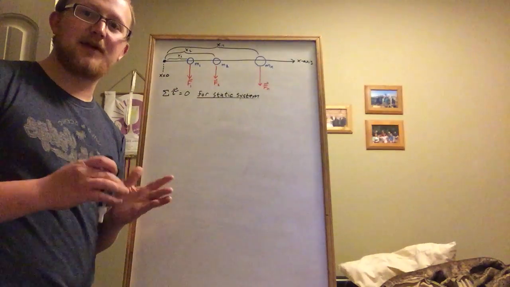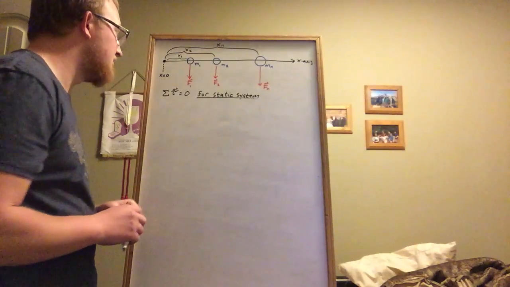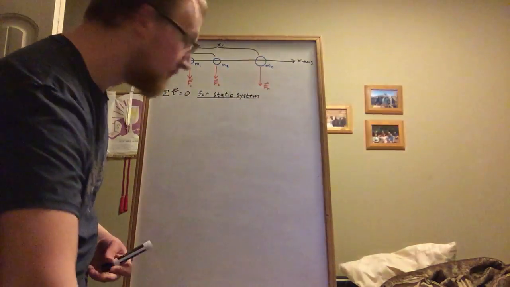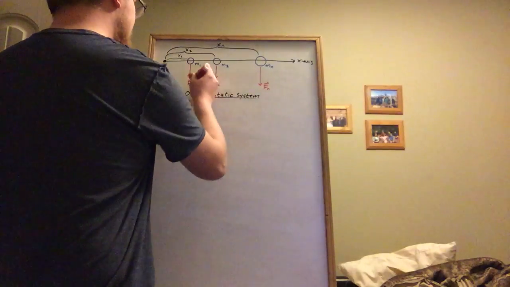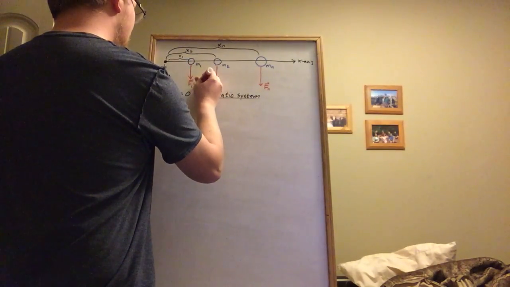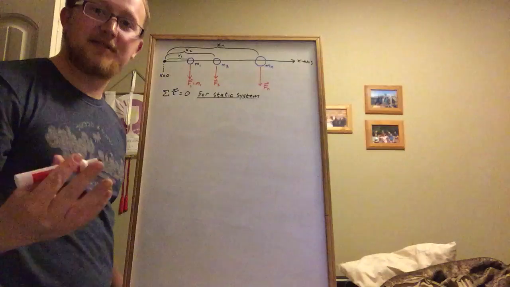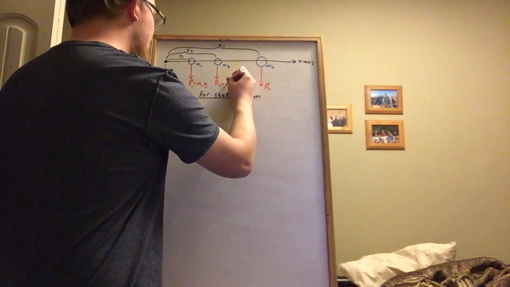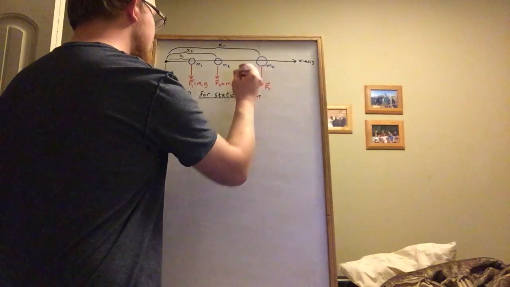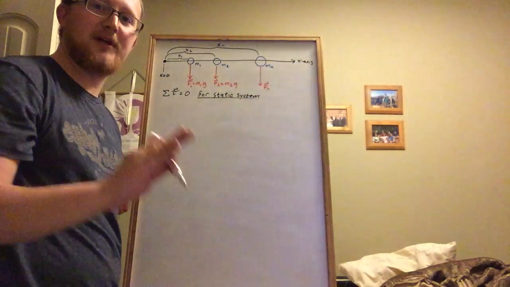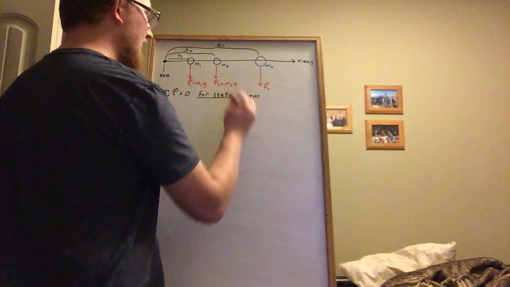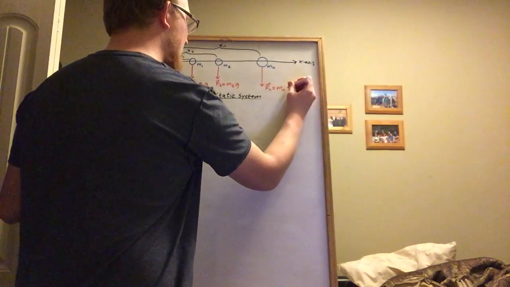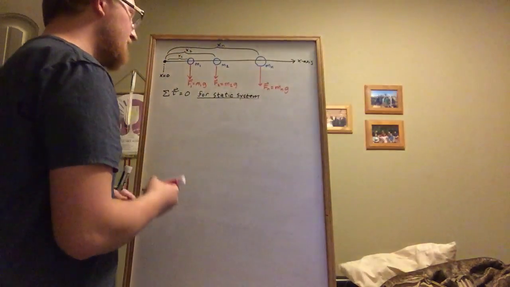We're assuming this is happening on Earth, which means that our forces are going to equal ma. So F1 is going to equal mass 1 times the acceleration on Earth, which is g. F2 is going to be mass 2 times g. They're both on Earth, so they both get gravitational acceleration. And Fn is going to equal the mass n, the nth mass, times gravity as well.